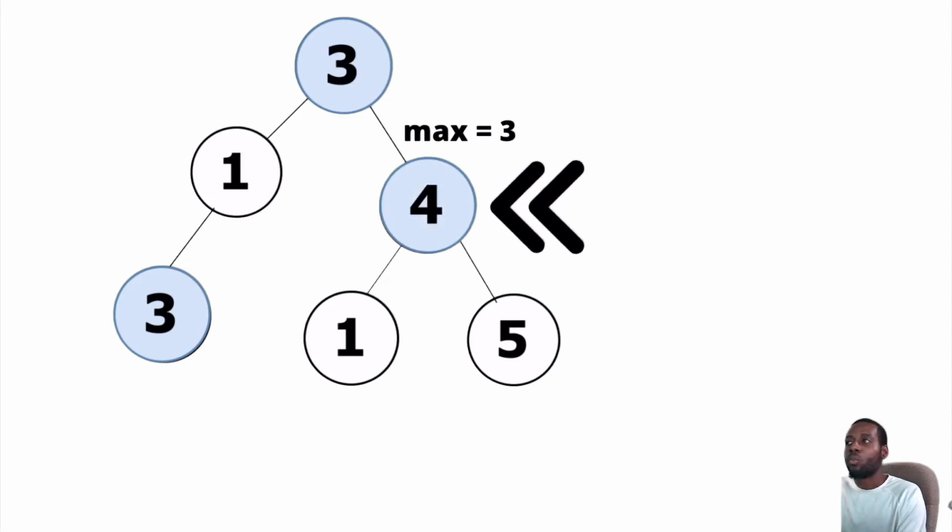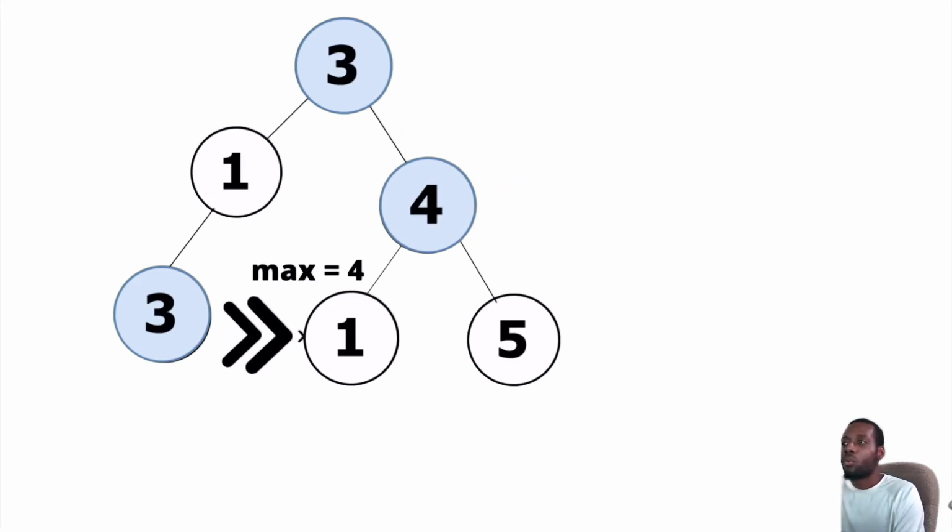And then now 4 is gonna pass into its children. It's gonna pass 4, since 4 is greater than 3, so that now the children are gonna check themselves with the maximum value that we've seen so far along that path. So we go to 1.